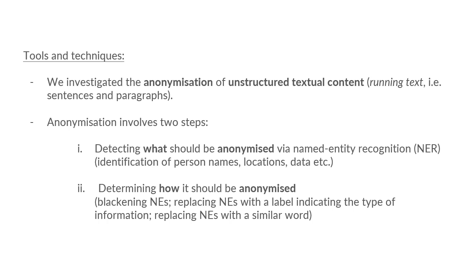First, detecting what should be anonymized via a named entity recognition system, and secondly, determining how it should be anonymized, either via blackening named entities, replacing named entities with a label indicating the type of information, or replacing named entities with a similar word. In the next slide, we illustrate these replacement strategies with an example.